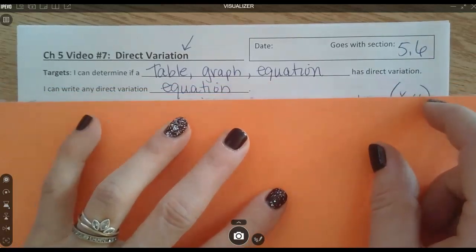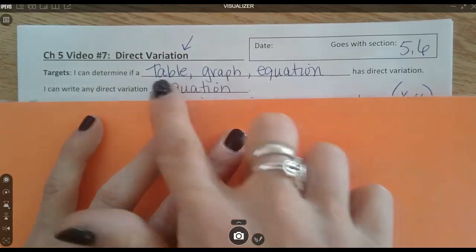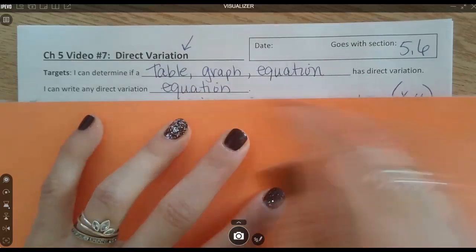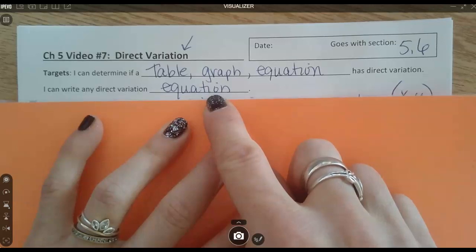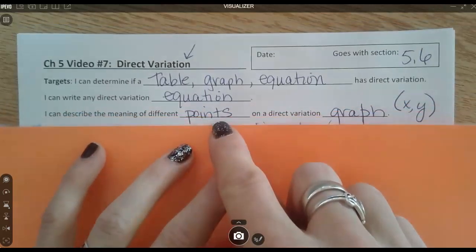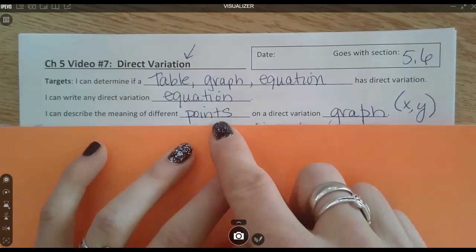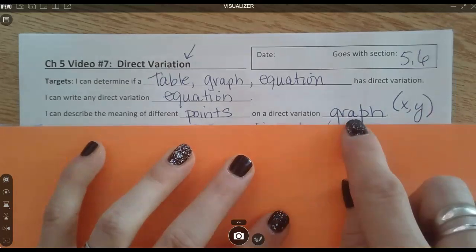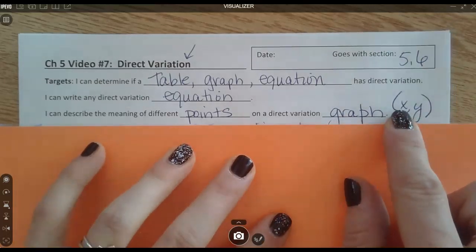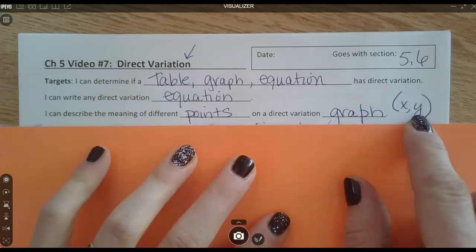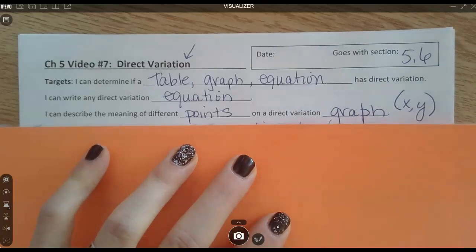We can write any direct variation equation. So given a table, given a graph, or even a story problem, can you write the equation to go with it? And then, can you describe the meaning of different points on a direct variation graph? So looking at a graph and different coordinate points, XY points on that graph, can you explain what they mean or what they're telling us?